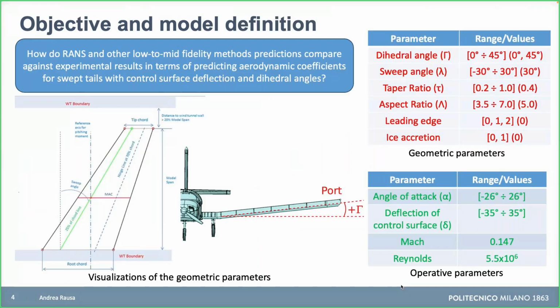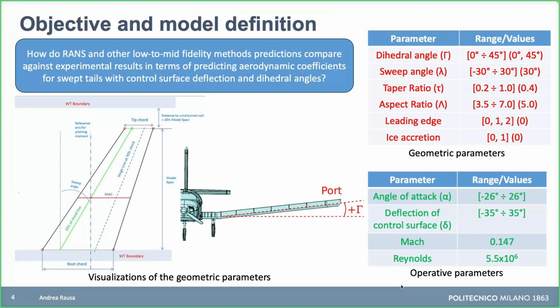So the objective of this presentation is to assess how RANS and other low to mid fidelity model predictions compare against experimental results when we want to study the aerodynamic coefficients of swept tails. In particular, swept tails which may have dihedral angles or also control surface deflection. So we can see the reference plane here of the tail.